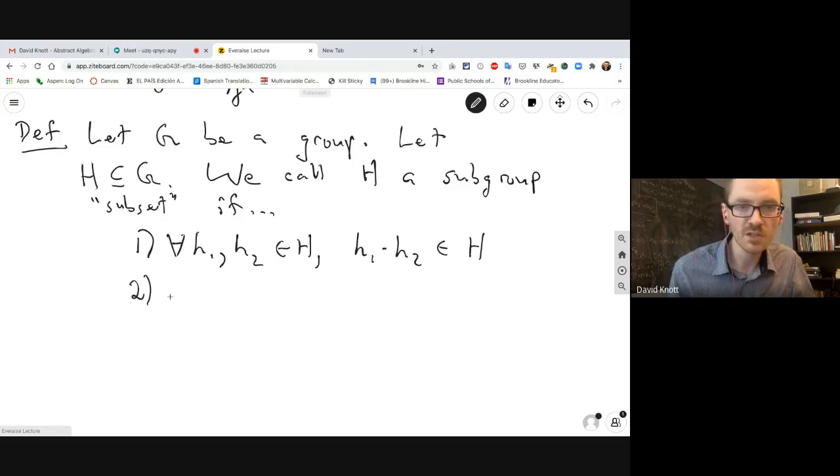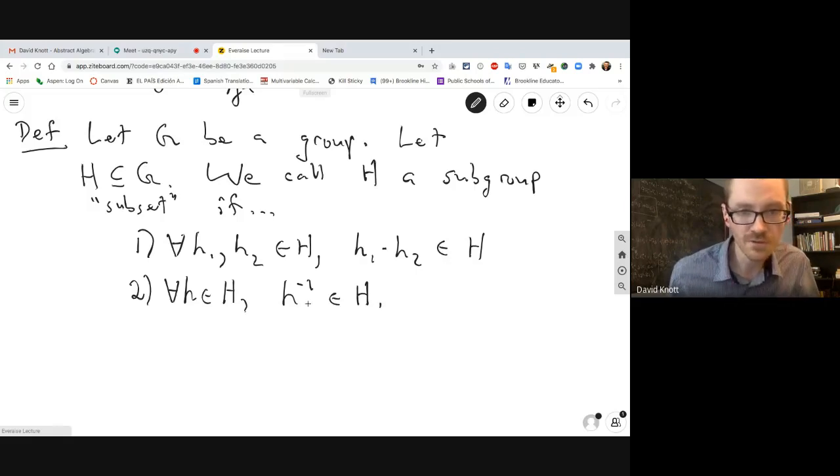The second condition to be a subgroup is that for every h in H, so pick any element you want in this subset H, the inverse is also in H. So subgroups are closed under inverses. Take an element in the subgroup, look at its inverse, and the inverse is also in the subgroup. And then finally, the last property: E, the identity element of the original group G, has to be inside of H as well.